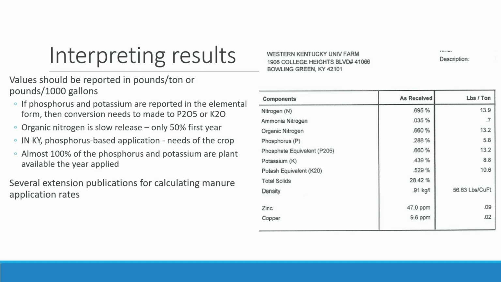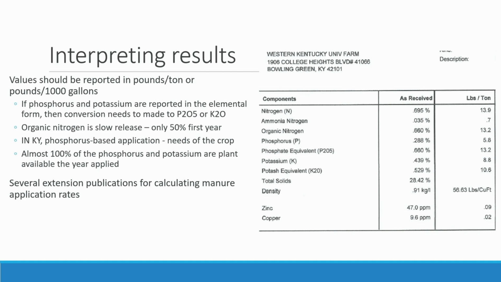So you can see off to the right here that we have a nitrogen analysis. So we have total nitrogen, ammonia nitrogen, organic nitrogen. So the organic nitrogen is the biggest percentage. That is also what we would consider a slow release nitrogen. So only 50% of that available nitrogen in pounds per ton will be available the first year. And then it gets released slowly, the next year and the following year.